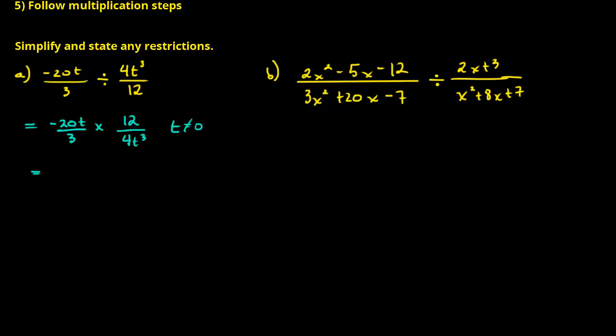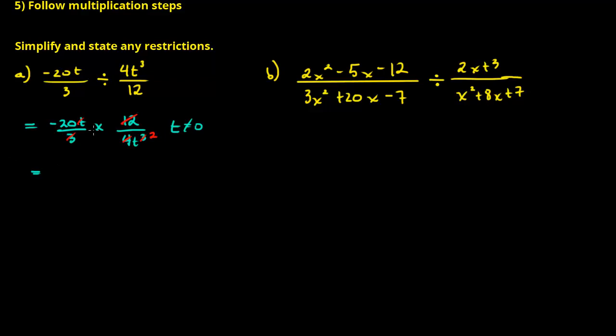Now I can go ahead and do some simplifying. Notice that in the denominator I have 3 times 4, which is 12, so I have a factor of 12 both in the numerator and in the denominator, which will divide out. I have 3 factors of t in the denominator, 1 factor of t in the numerator, so I can divide out 1 factor of t. In the denominator I'll have 2 factors of t, in the numerator I'll have 0 factors of t.